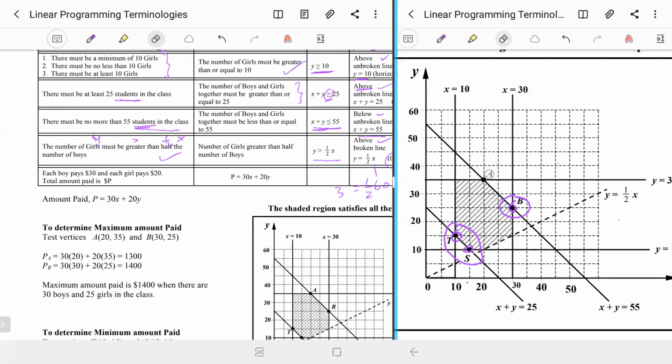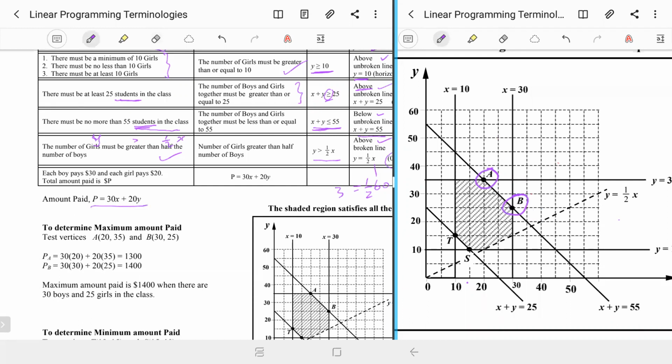Now, why do we have to test both of them? Let me explain why I have to test both of them. Because whereas this one has more girls, this one has more boys. If you look at it, the Y value is higher on this one, but the X value is higher on this one. So you cannot look and know. So what you have to do is test both of them in the formula for the profit over here. So you calculate, not the profit, the amount paid. You calculate what the amount paid would be at A, and what the amount paid would be at B.